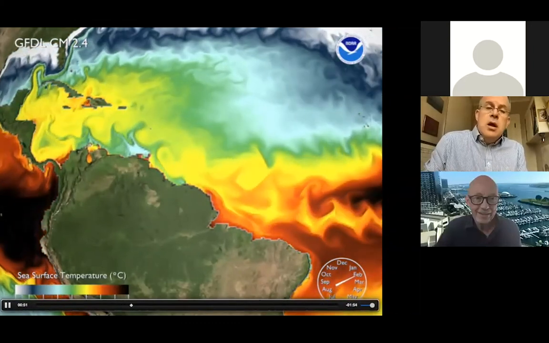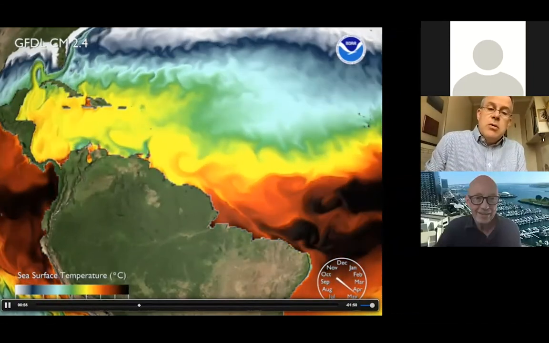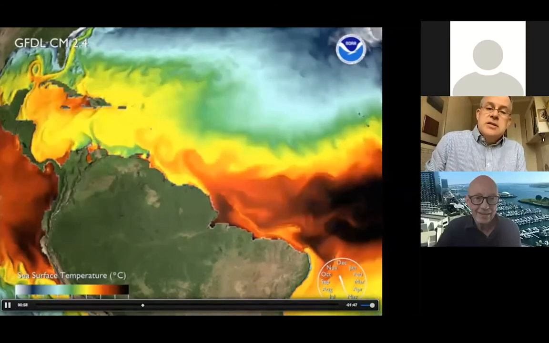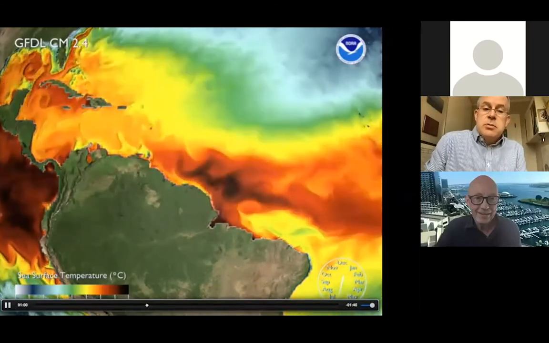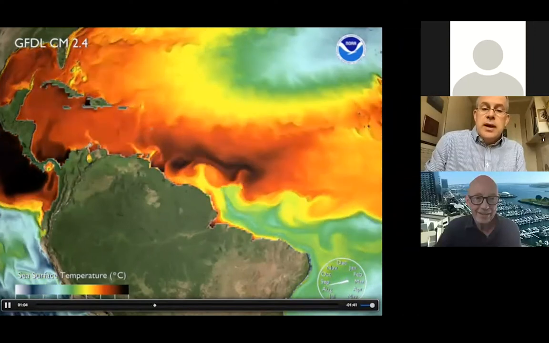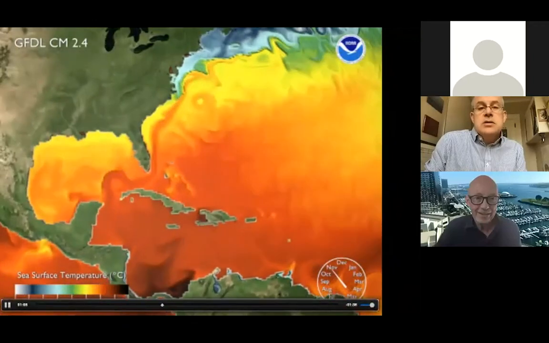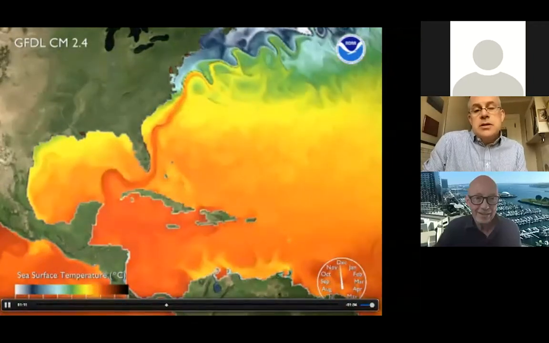The variable we're looking at here is sea surface temperature, and so these gradients in sea surface temperature, especially the particularly sharp ones, like here along the North Brazil Current and its rings, or here along the Gulf Stream and its rings, are the fronts that we're going to be talking about.